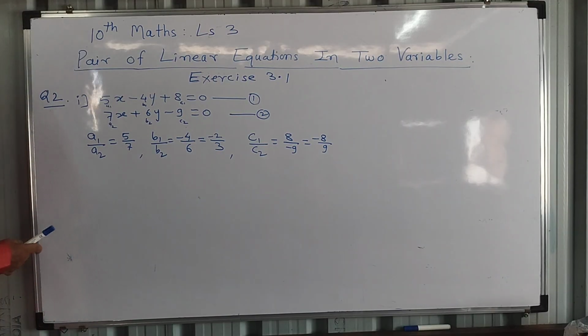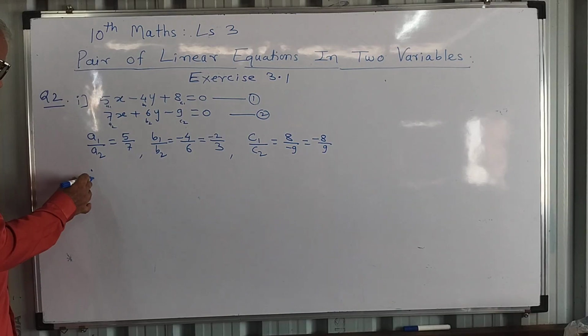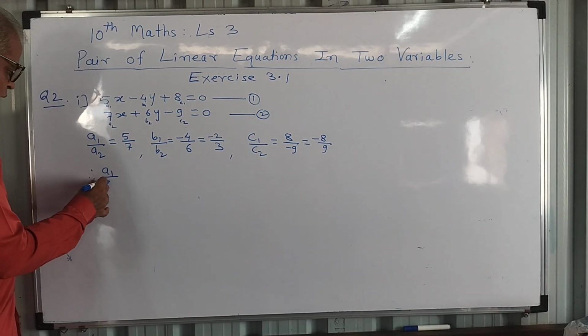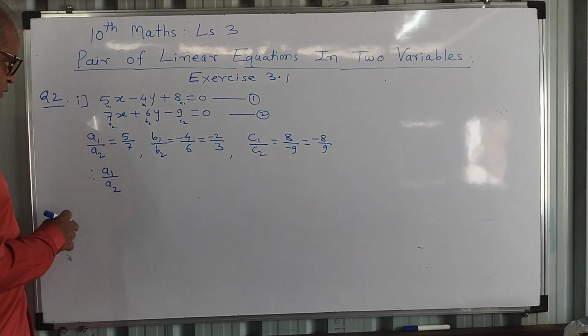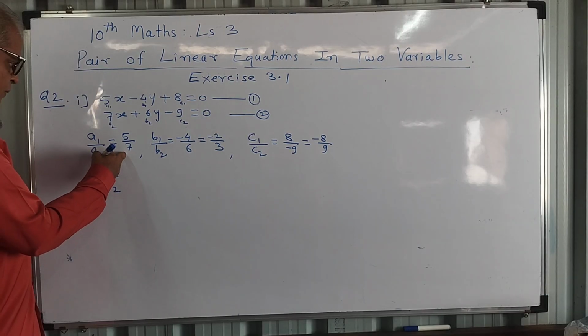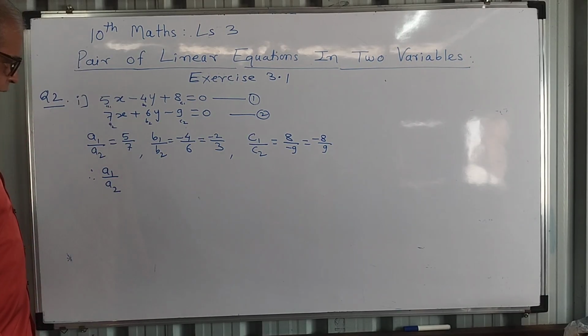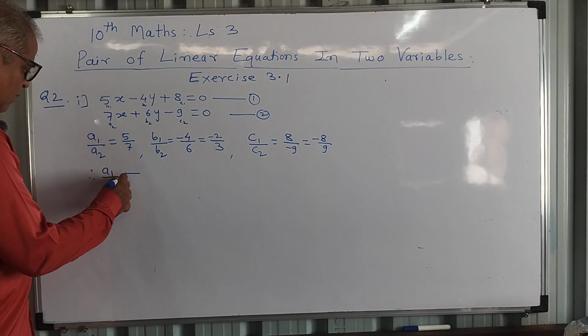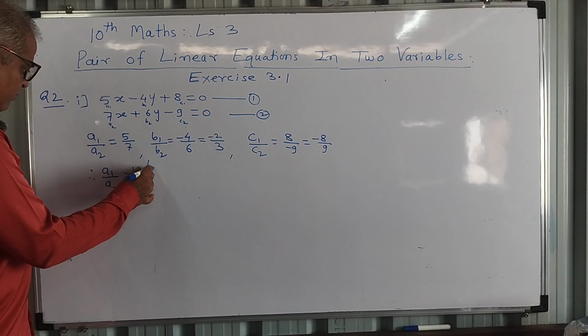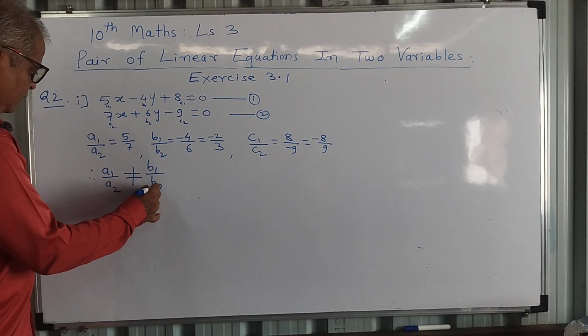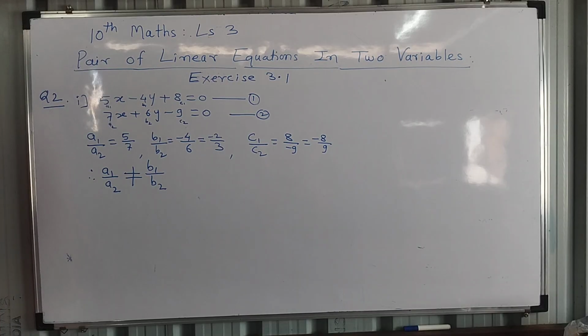So by observing all ratios, we can write A1 upon A2 is not equal to B1 upon B2. A1 upon A2 is 5 upon 7 and B1 upon B2 is minus 2 upon 3. So A1 upon A2 is not equals to B1 upon B2. And this is the condition for unique solution. Lines are intersecting and consistent, but only we need to write the nature of lines.